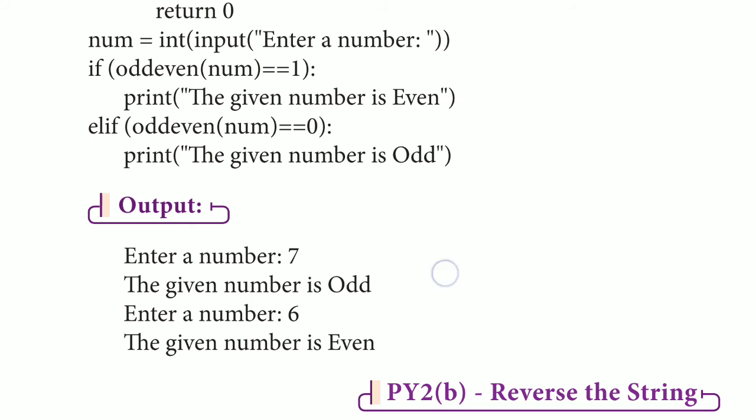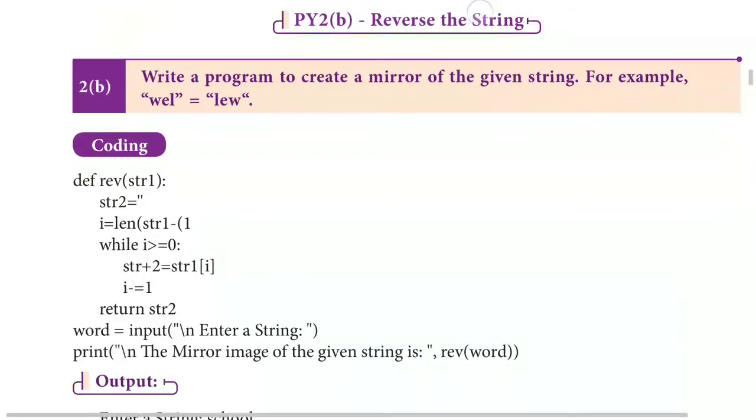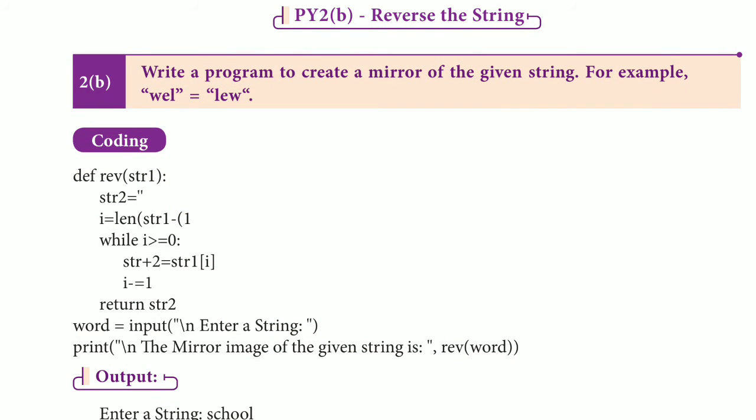Okay, so the next program is: write a program to create a mirror of the given string. For example, evil is equal to live. So you have to reverse the given string as a mirror image. Here also they are creating a function, def rev, meaning reverse, with str1. You have to give the string as a function parameter or input to the function.